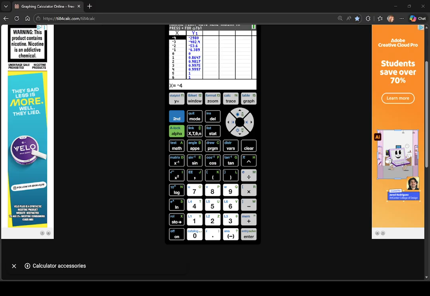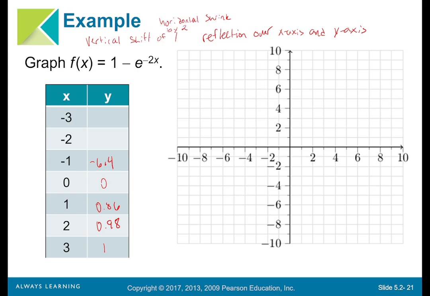All right, let's actually plot these points, see what our graph looks like on our slides. So -1, -6.4, 0, 0, 1, 0.86, 2, 0.98. 3 is basically at 1. So our function comes up just like this, and you know it's going to level out at 1. Before, it would have leveled out at 0. We've shifted up by 1, so I know this graph should never cross that line y equals 1.